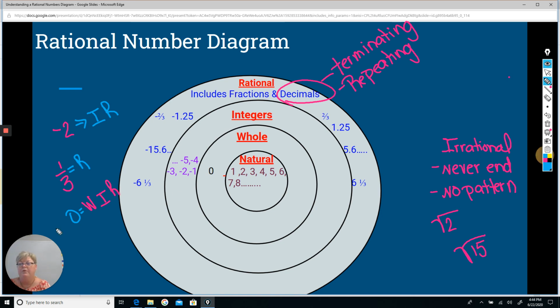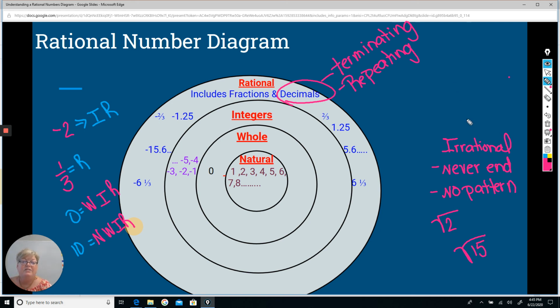Let's look at one more number. Let's look at 10. What would 10 be considered if we categorize it? Well, 10 would be a natural number because it's the way we count. It also would be a whole number because it's inside the whole number circle. It would also be an integer because it's inside the integer circle. And it's also a rational number because it's inside the rational circle. So this is the way that we would categorize when we're trying to classify numbers as to what type of number they are.